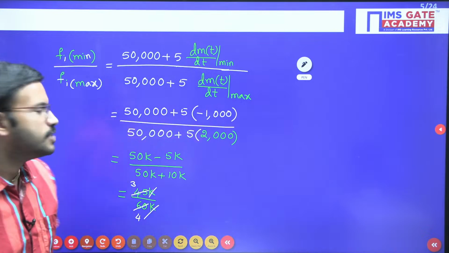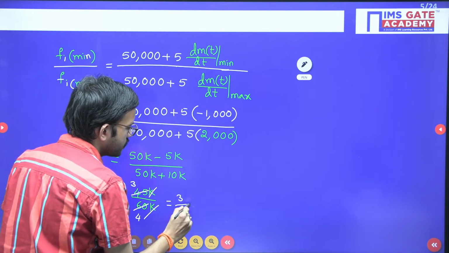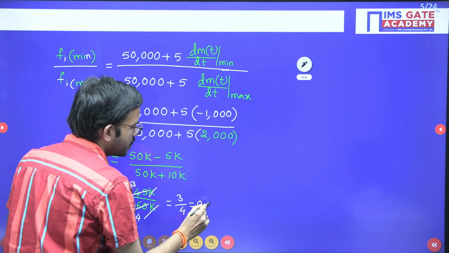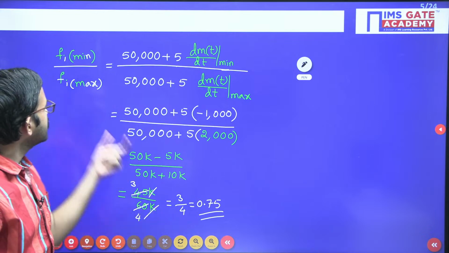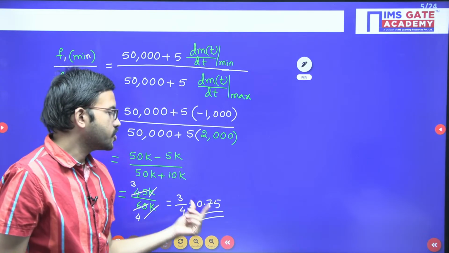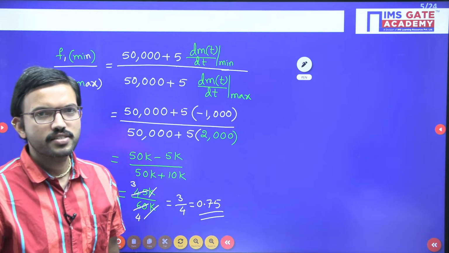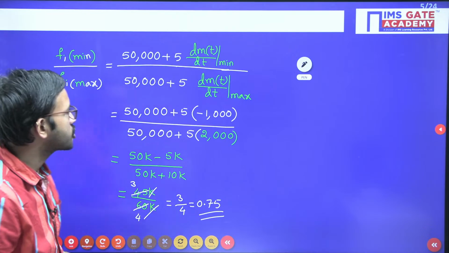3 by 4 is nothing but 0.75. So in this question, they are asking the ratio of minimum and maximum instantaneous frequency. So for this question, 0.75 is the correct answer, right? I hope it is clear for everyone. So now let us move on to the next question.